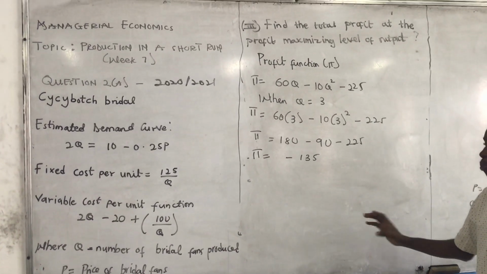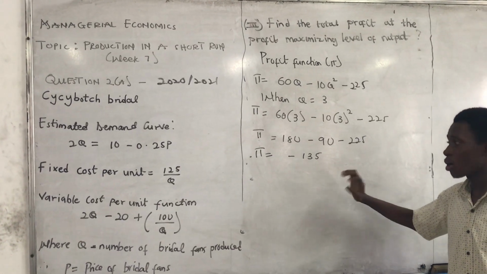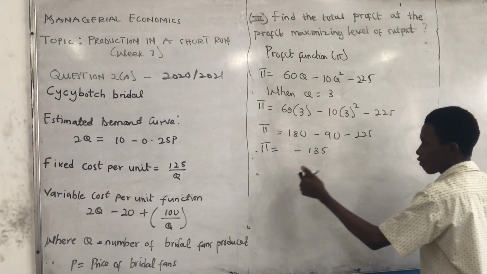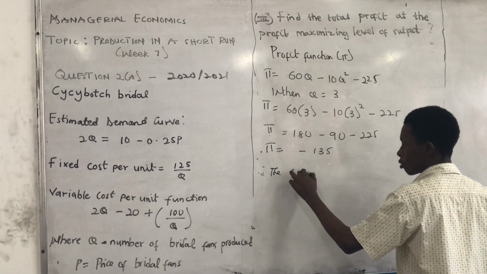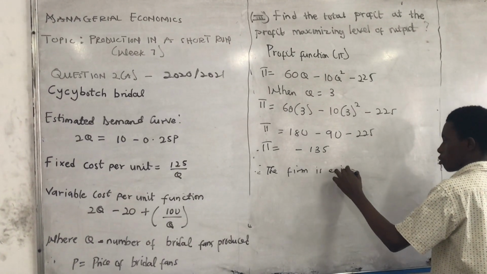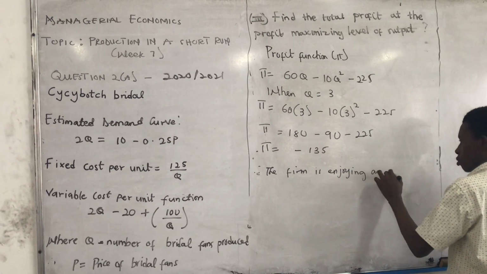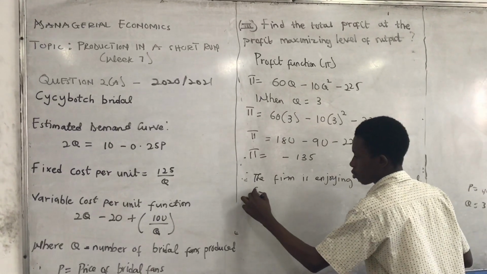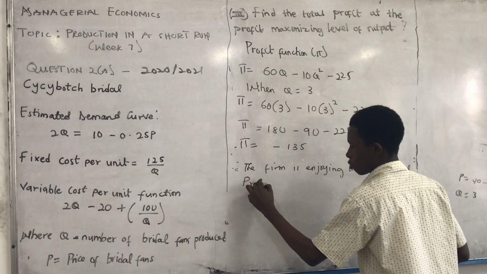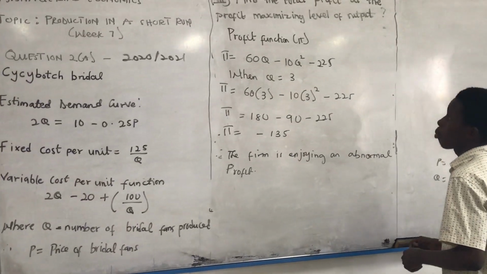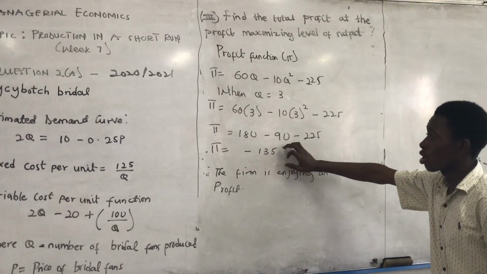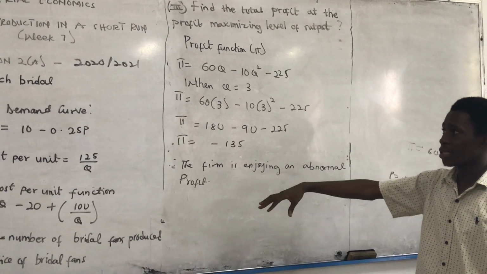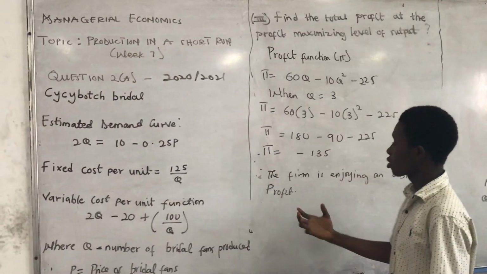Someone might say that I know profit, I can't earn a negative profit. We have negative profit. A negative profit is the same as abnormal profit. So with this one, the firm is enjoying an abnormal profit. Okay, so the total profit is negative 135. Basically this question was actually last year's past question, 2020, 2021.